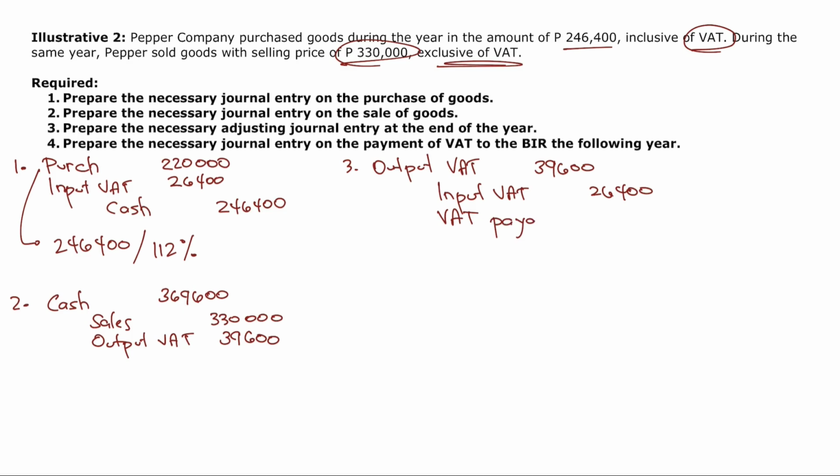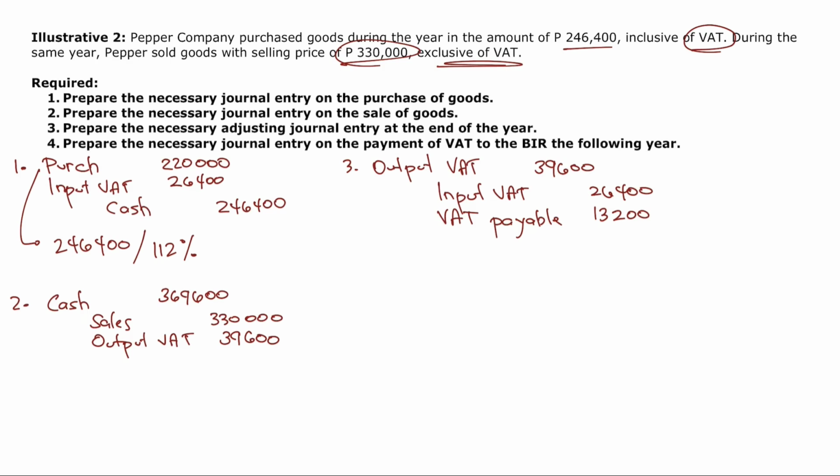So, this is the amount of liability, no? So, magkano yan? 39,600 minus 26,400, or this is equal to 13,200. So, kapag tinanong ka, how much is the total current liabilities at year-end, kasama itong 13,200, kasi current yan.